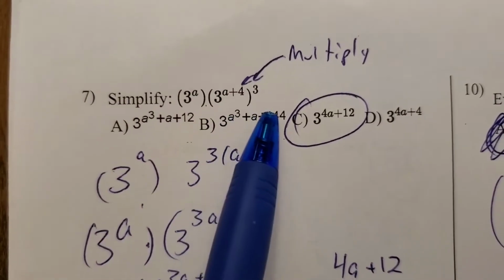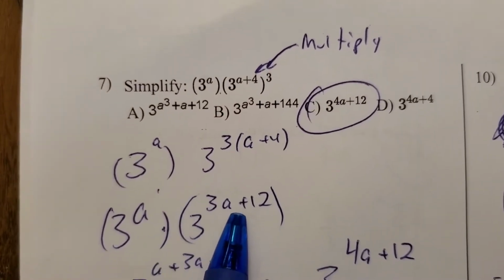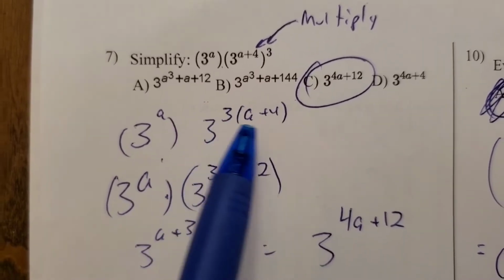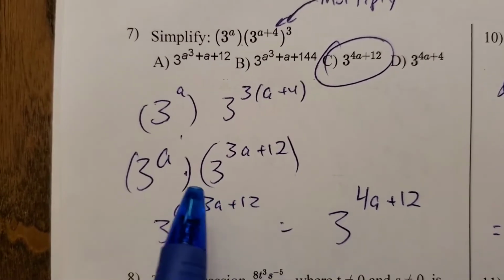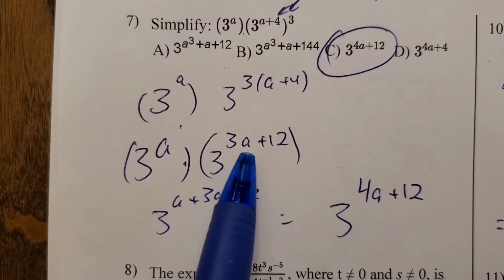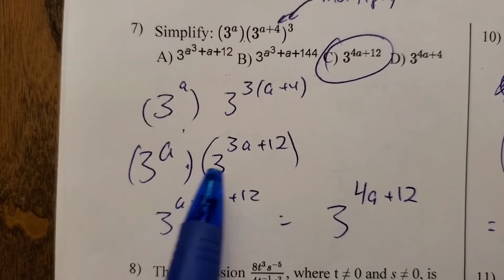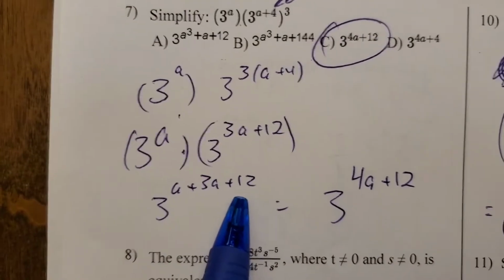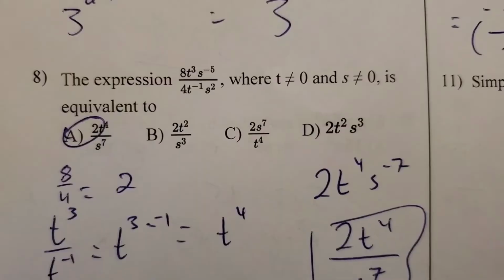You're multiplying. You must distribute that 3. So it becomes 3a plus 12. We're using the distributive property. 3 times a is 3a. 3 times 4 is 12. And they're being added. So then we have 3 to the a times 3 to the a plus 12. Common base being multiplied, you add the exponent. So it becomes 3 to the a plus 3a plus 12. A plus 3a is 4a, and that's why the answer is C.